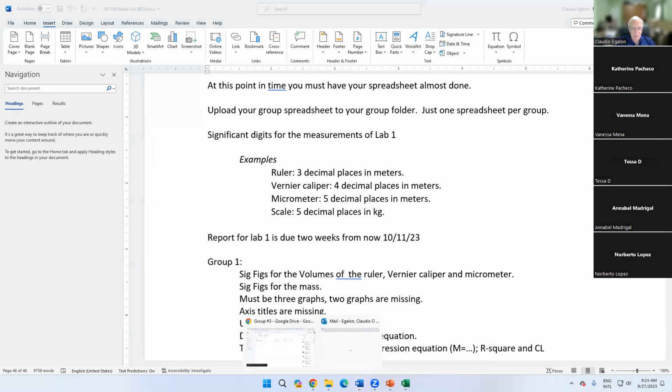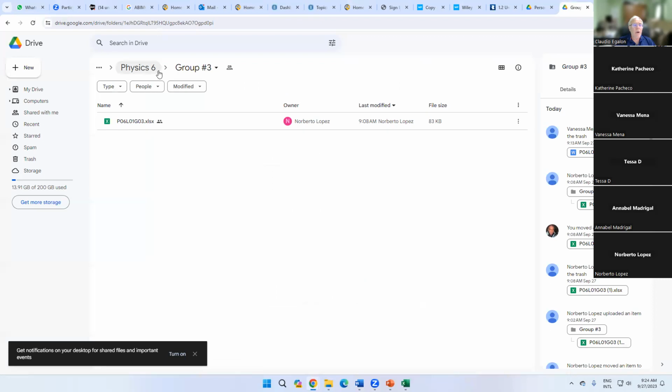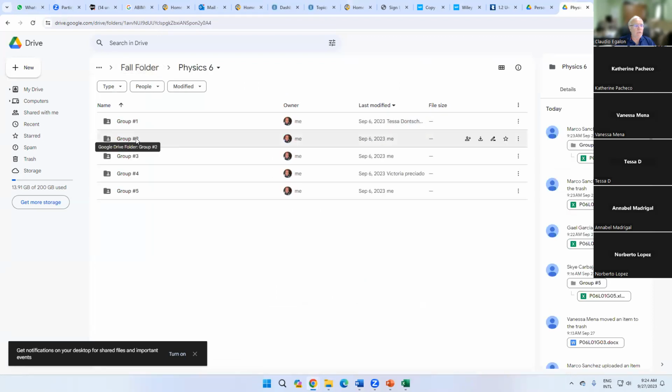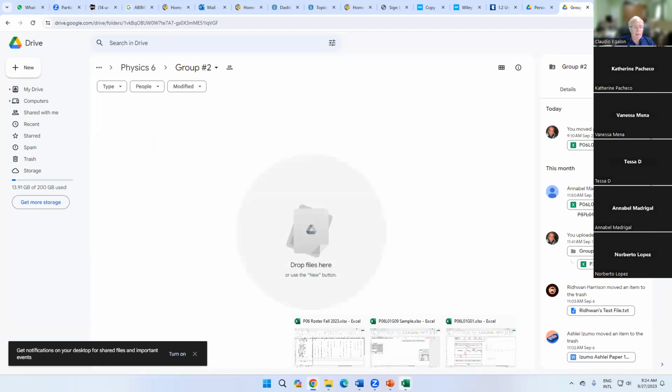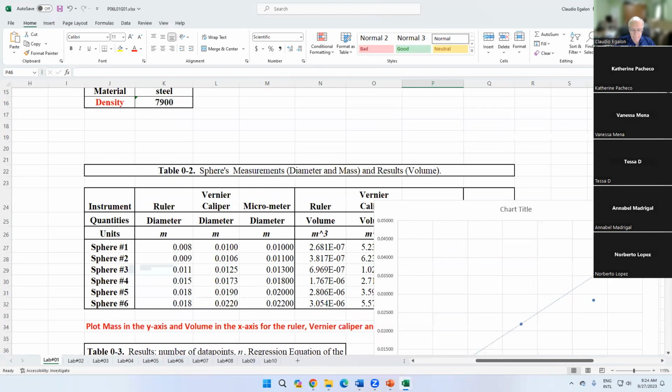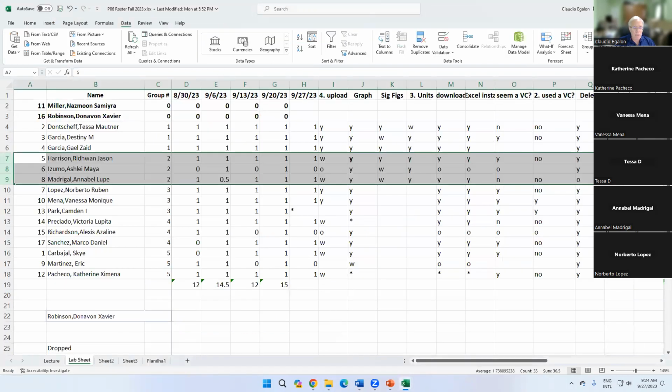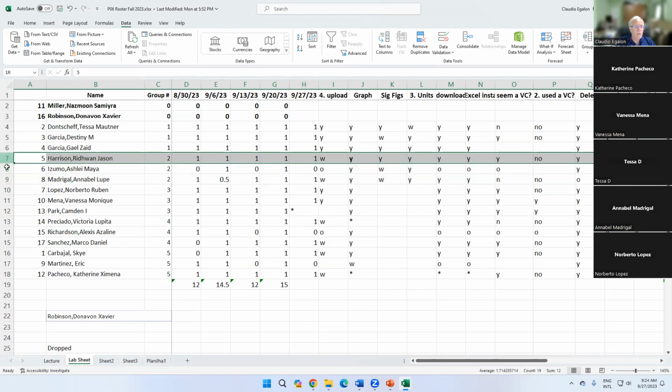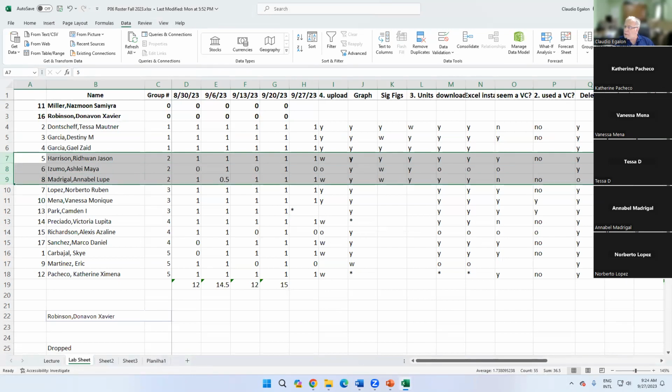Now let's see group number 2. How are we doing there, group number 2? Yeah, group number 2 still didn't put the spreadsheet there yet, right? We're looking at group number 1. So group number 2, what's that? So Ridwan, did you manage to finish the spreadsheet? Ridwan and Annabelle.